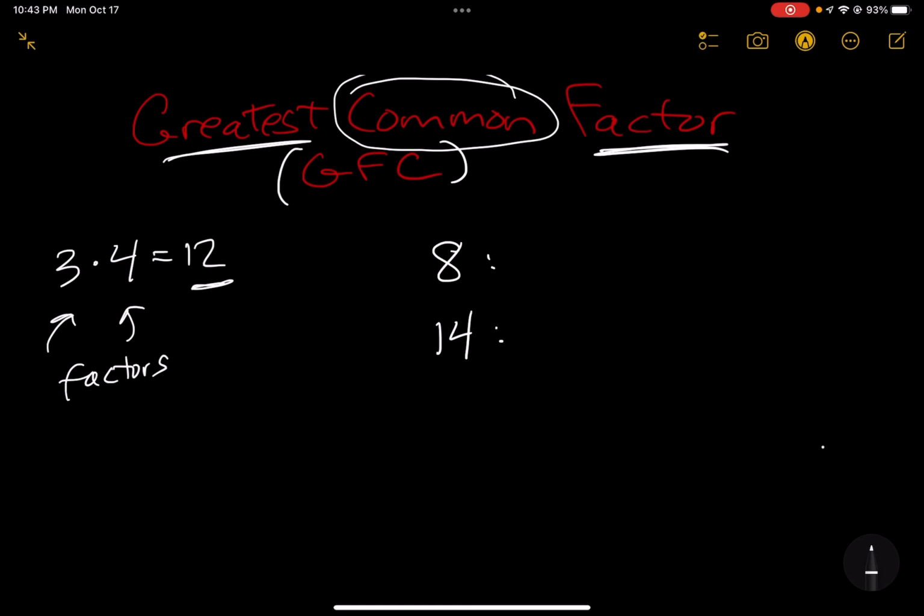So, for 8, what numbers do I multiply to get 8? Well, I can multiply 1 times 8, and I can multiply 2 times 4. All right, and we're talking about whole number multiplication, whole factors, okay? How about 14? I can multiply 1 by 14. I can multiply 2 by 7. And that's going to cover it.